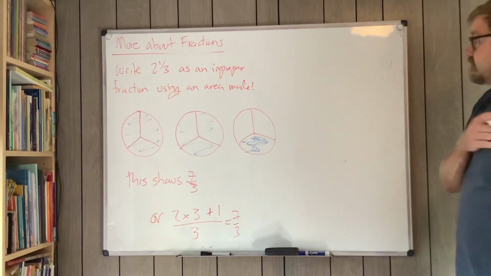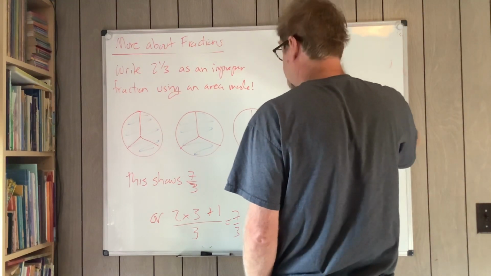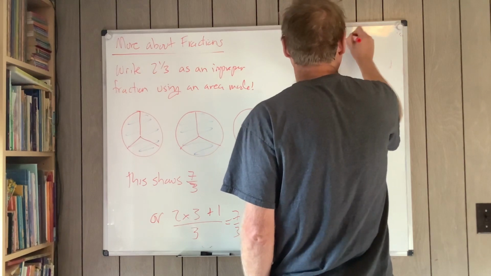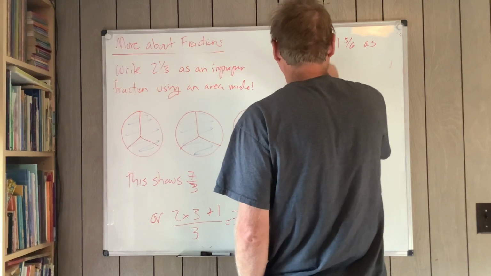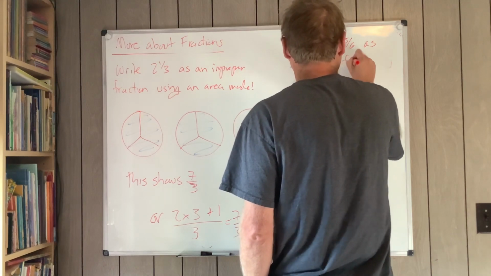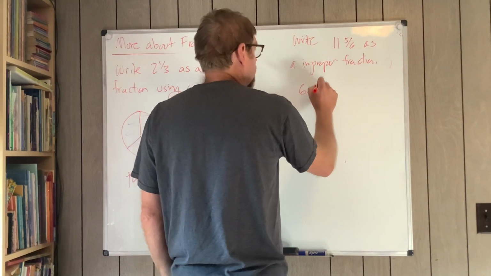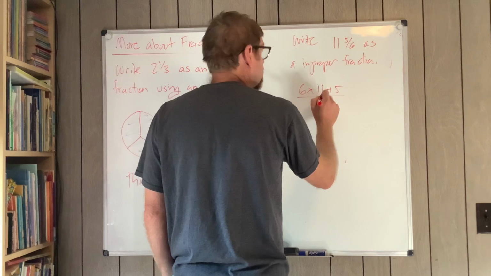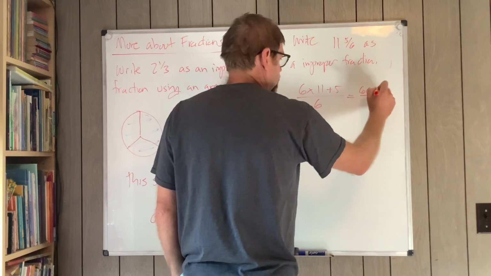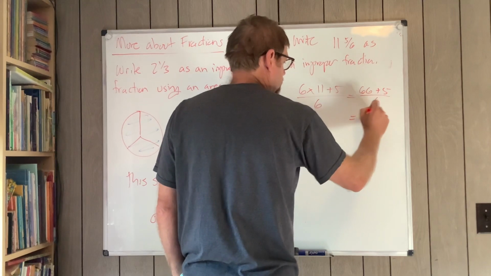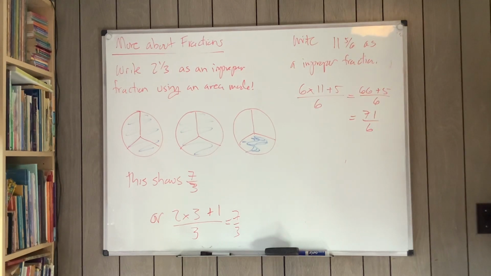Okay, because if I want to write, let's say, 11 5/6 as an improper fraction, it's just 6 times 11 plus 5 over 6. 66 plus 5 over 6, so 71/6. So fairly straightforward, I think, on that.